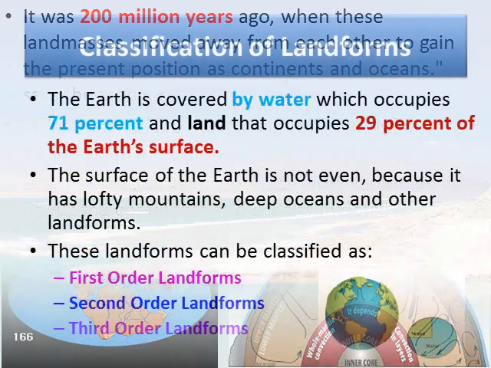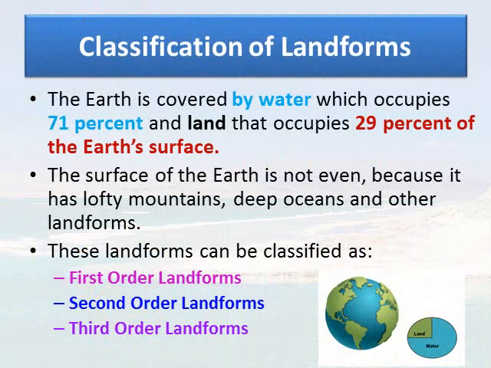Dear children, the earth is covered by water which occupies 71% and land that occupies 29% of the earth's surface. So if you see the earth, you can say 71% is water and 29% is land. The surface of the earth is not even because it has lofty mountains, deep oceans and other landforms. You can see it is not straight or flat because it has got huge mountains and deep oceans and other landforms.